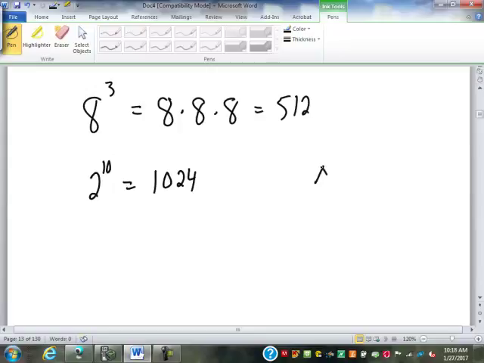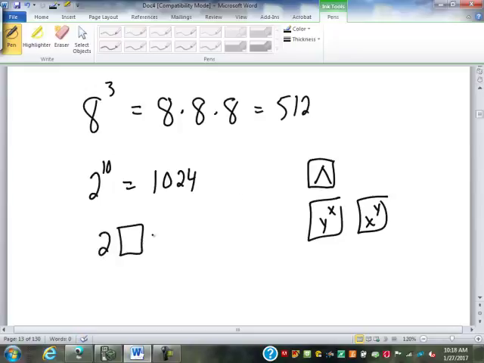There's a key on most of your calculators that looks like this. It's called the caret key. Some of you might have a y to the x or x to the y key. Those are your power keys. You would type in the 2, press whichever key it is that you have, and then type the 10, hit equals, and it'll spit out the 1,024.